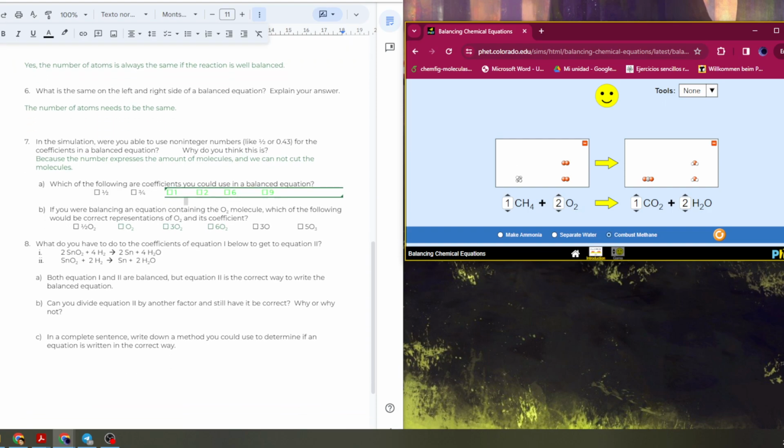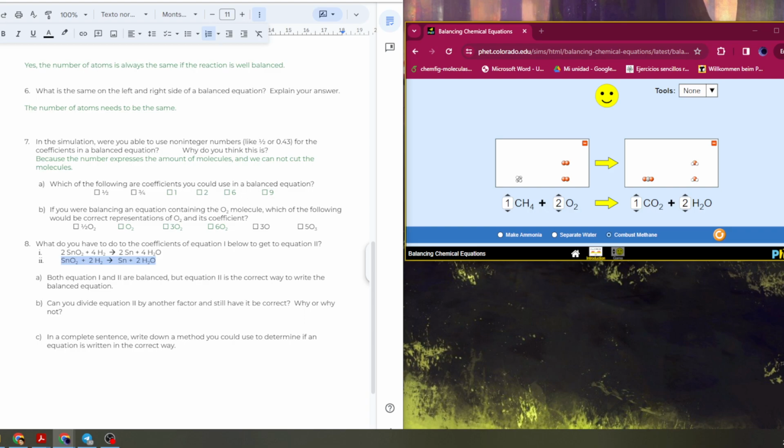So, number 8. We have these two reactions. Okay? The first one I see 2 SnO2 plus 4 H2 give us 2 Sn plus 4 H2O. Okay? And the second I have 1 tin oxide plus 2 hydrogen to give us 1 tin plus 2 water. They say both are correct, so both are well balanced, but the correct way is the second.